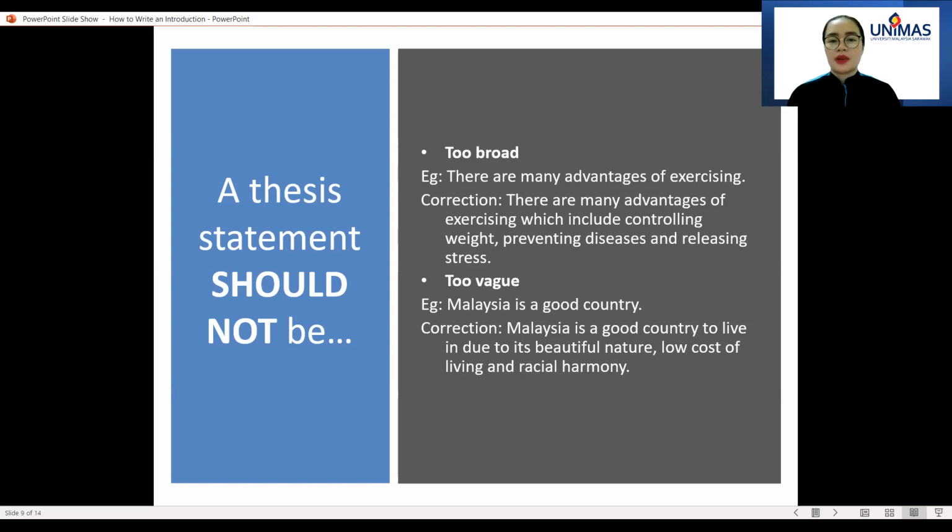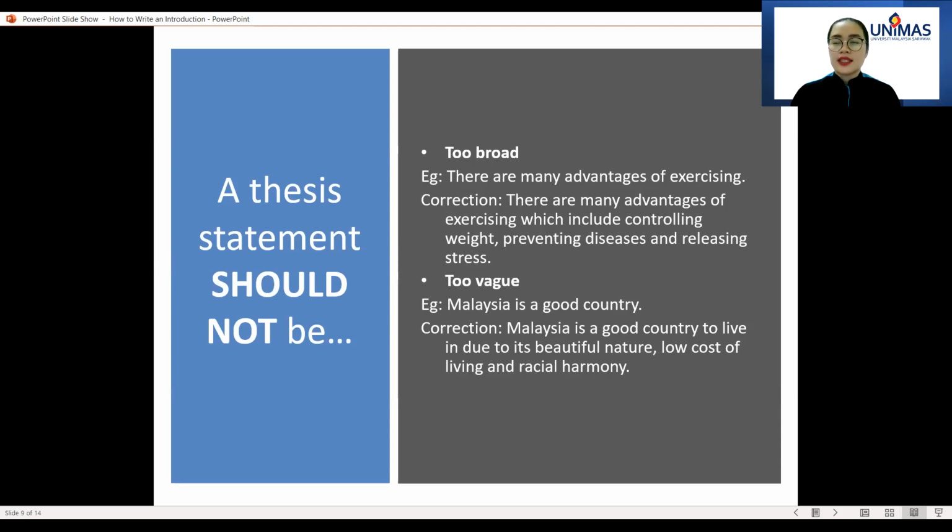So in your first body paragraph, you'll talk about how exercise can control your weight. In the second body paragraph, you will talk about how exercising can prevent diseases. While in your last body paragraph, you'll talk about how exercising relieves your stress.